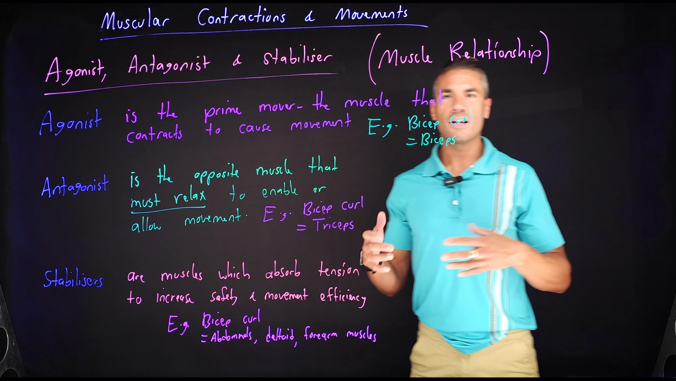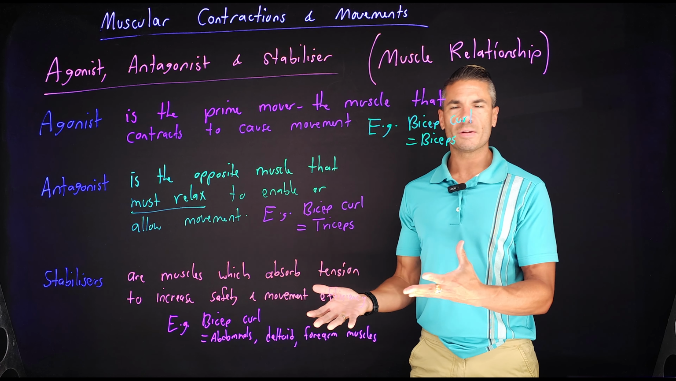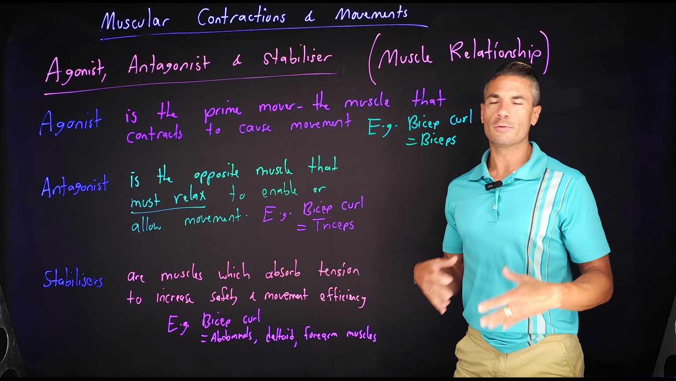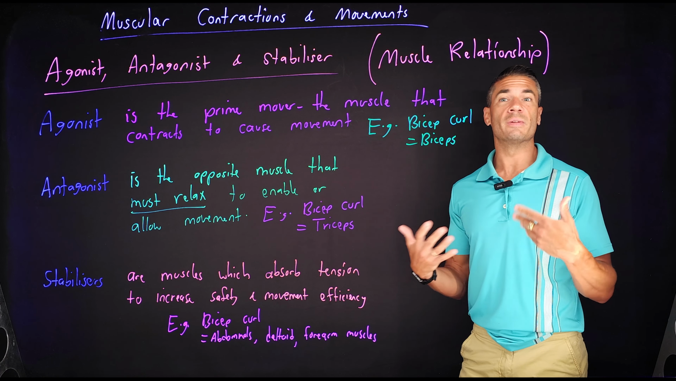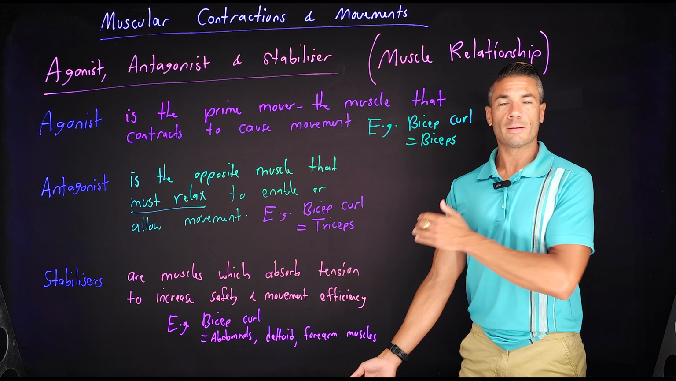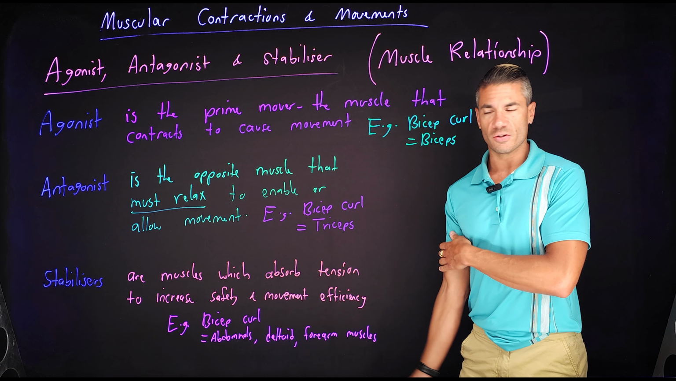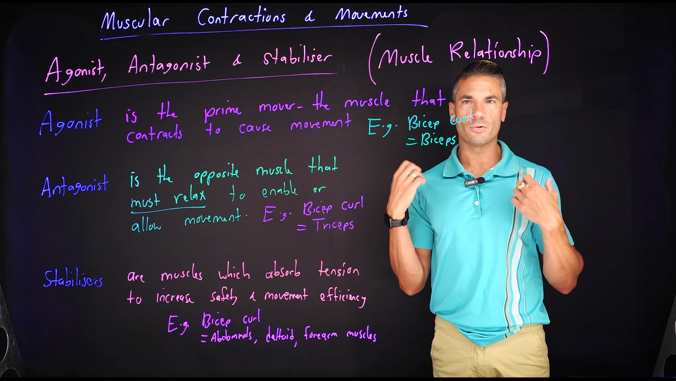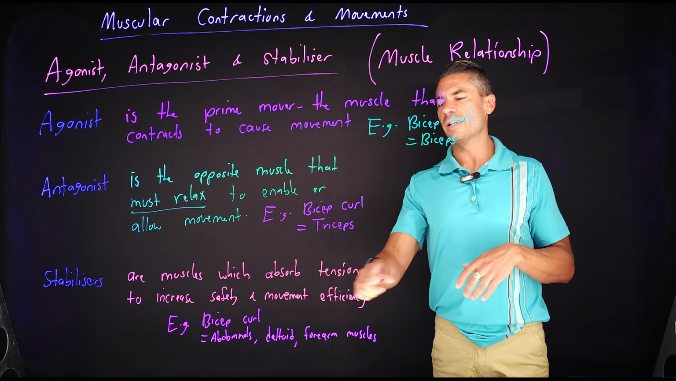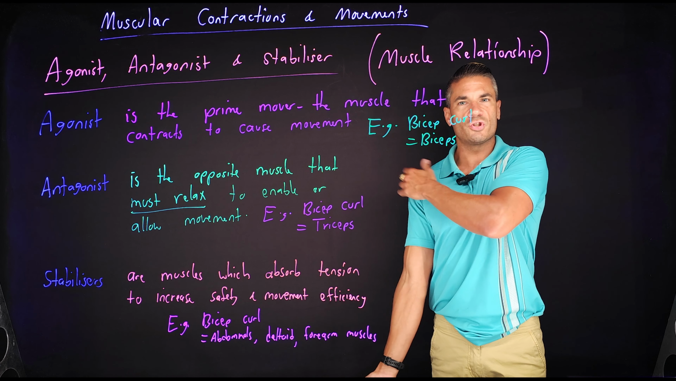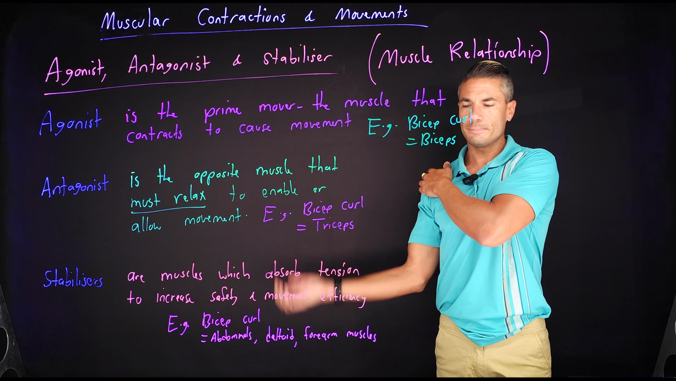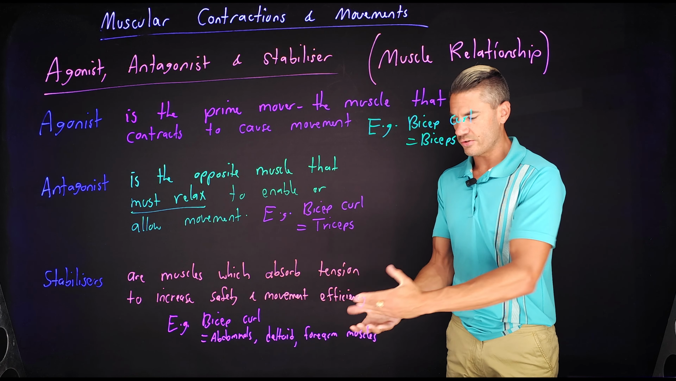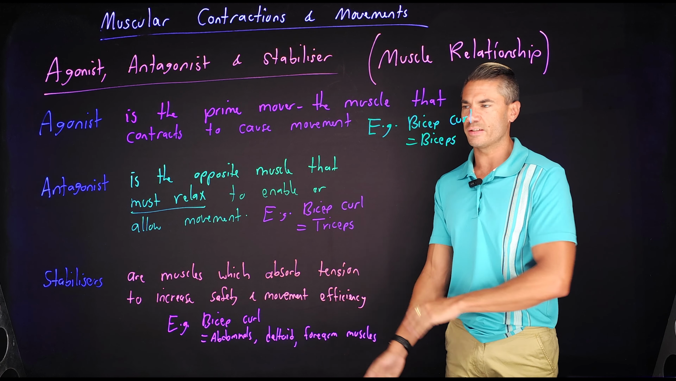Stabilizer muscles are still muscles that are involved in the movement, okay? They absorb tension, they allow you to be safe during your movements, they increase movement efficiency, all right? So when I'm doing a bicep curl, depending on how much weight I'm using, you will increase the amount of stabilizers used throughout the body. If you're doing a standing bicep curl, your abdominals would be contracting to absorb some force so you don't just fall forward. Your deltoids are contracting to keep your shoulder and arm in position. And your forearms are definitely contracting because you're holding a weight there, all right? So they're all flexing, so they're stabilizers.